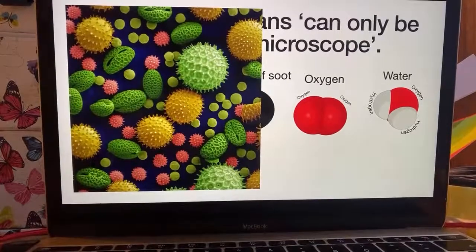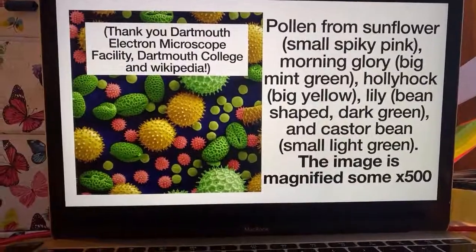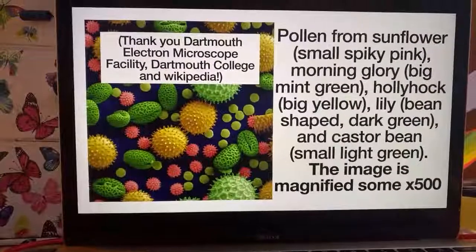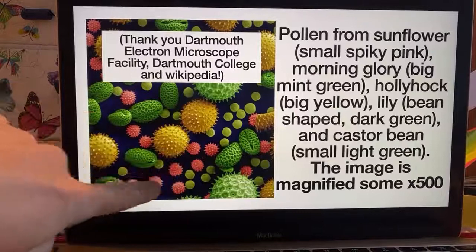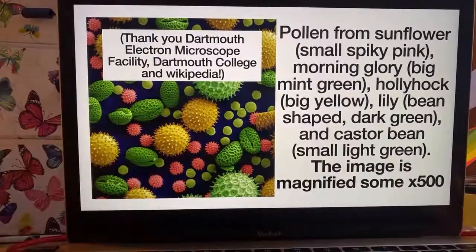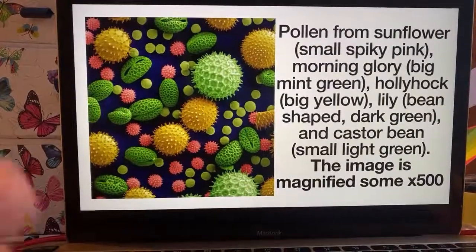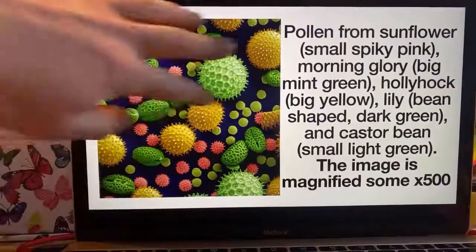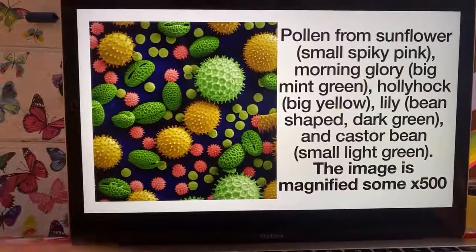Look at this. This is a Dartmouth electron microscope facility at Dartmouth College, and Wikipedia have brought you this beautiful picture of some pollen grains. So this is the pollen from a sunflower. That's the small spiky pink ones here. Morning glory, nice plant. That's the big mint green ones here. The lily pollen is a bean-shaped dark green one, and a castor bean is the little light green ones. So this is what those pollen grains look like if they were like 500 times bigger than they are.